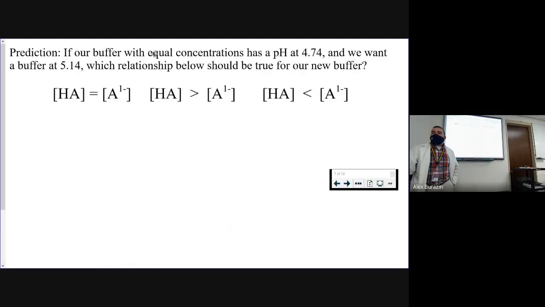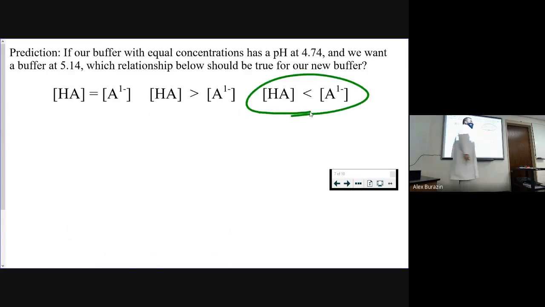Speaking of which, if our buffer with equal concentrations has a pH of 4.74 and we want a buffer at 5.14, which relationship below should be true for our new buffer? Right? That one. Because what's HA represent? Acid. What's A1 minus represent? Base. Correct.